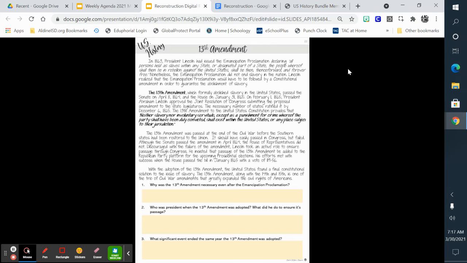slavery. The 13th Amendment, along with the 14th and 15th, is one of the trio of Civil War amendments that greatly expanded the civil rights of Americans. So go ahead and answer the questions at the bottom of this page. All of them have to do with the readings and the information about the 13th Amendment.